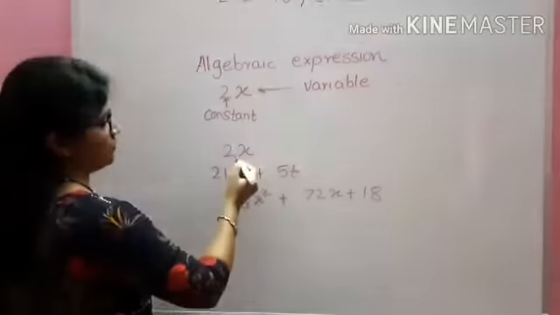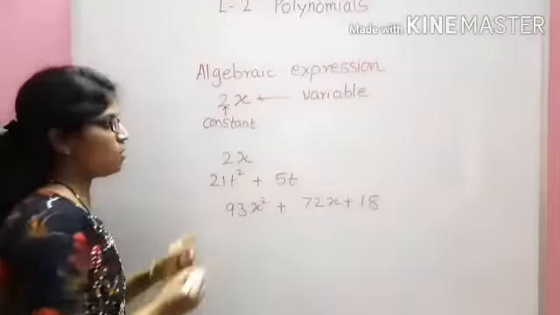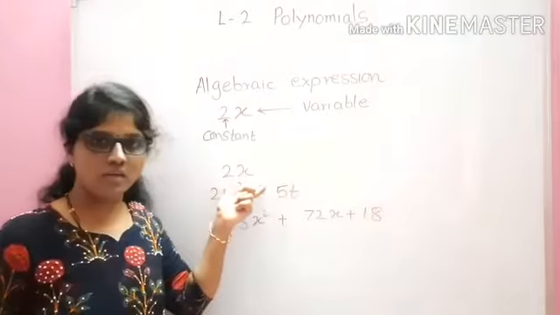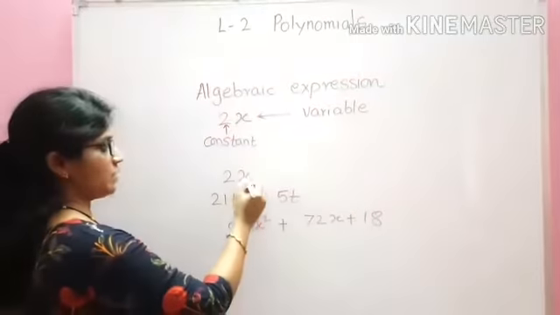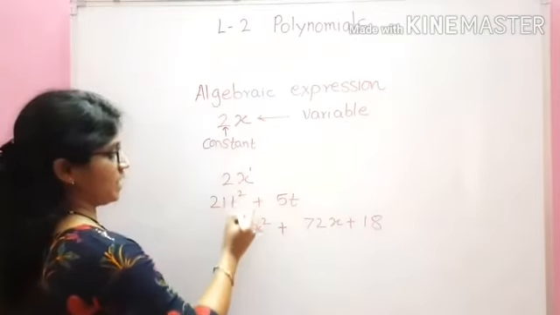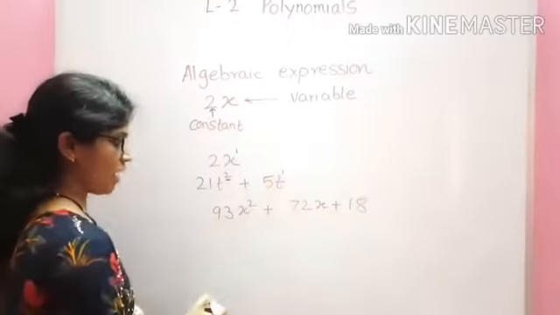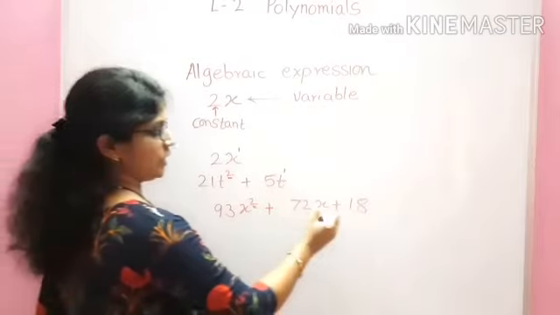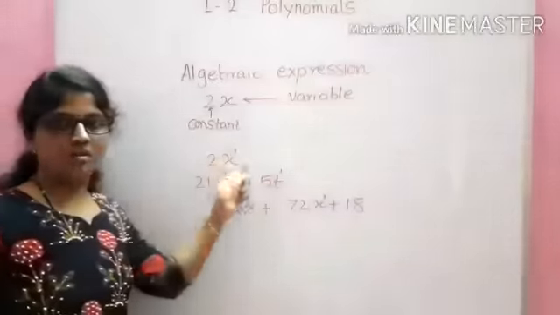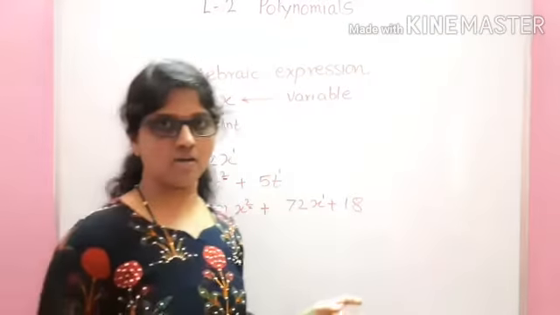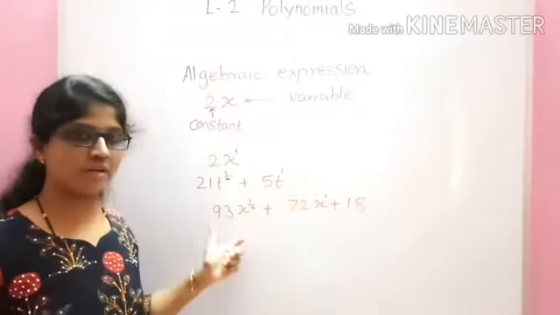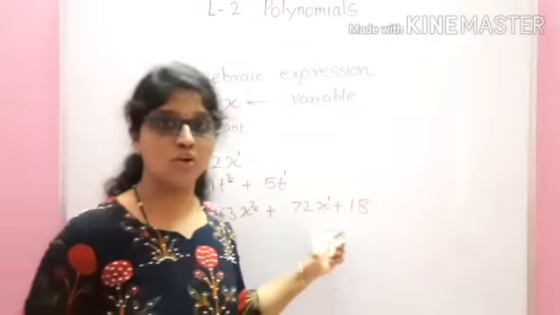So here I have written a few algebraic expressions. Observe the exponent of each expression. Here what is the exponent? It is 1. Here what is the exponent? Variable's exponent is 2. Here it is 1. Here it is 2. Here nothing but 1. All these exponents are whole numbers. So these algebraic expressions are known as polynomials.